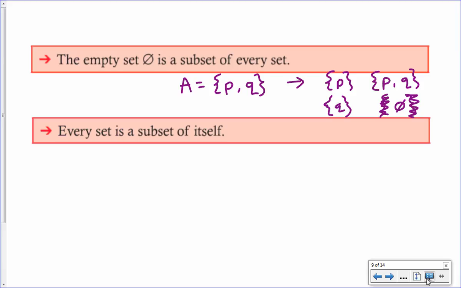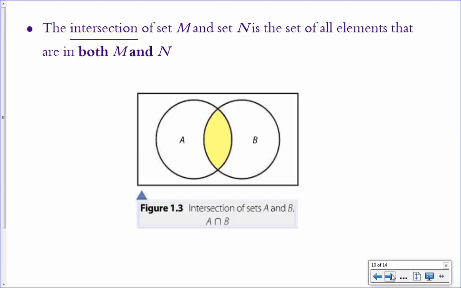And then, of course, the second note here says that every set is a subset of itself. But we should understand that from our discussion of and definition of subsets, right? Every set is a subset of itself. And then we're going to get into the new bit here.